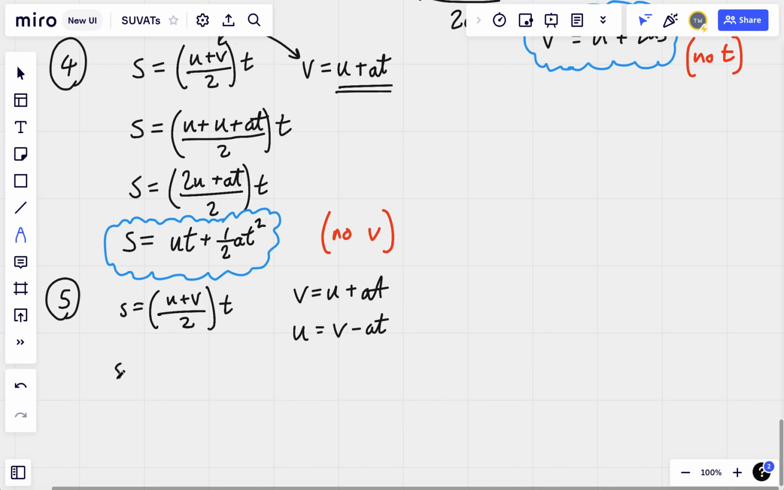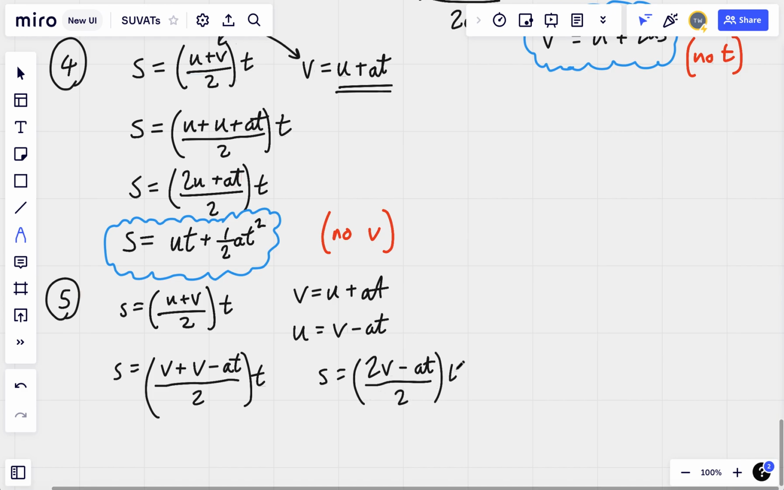And then all I do, substitute in place of u here. So this gives me v plus v minus at all over 2 multiplied by t. I'm going to go across to the right here. So that then gives me s equals 2v minus at over 2 times by t. I'm just going to break this one down a little bit because I didn't do a very good job of it last time.